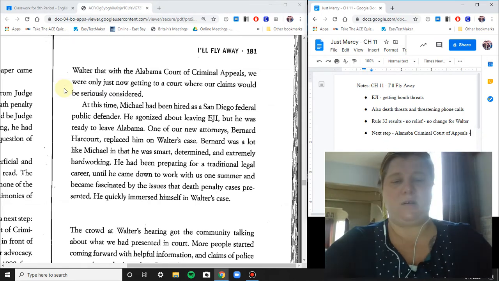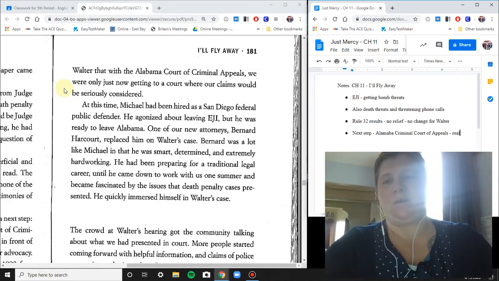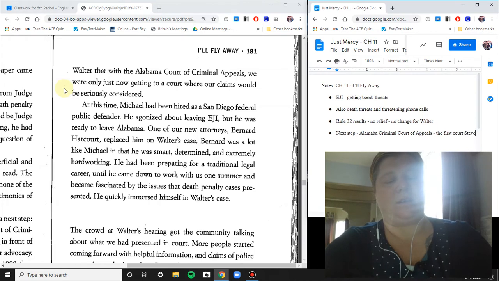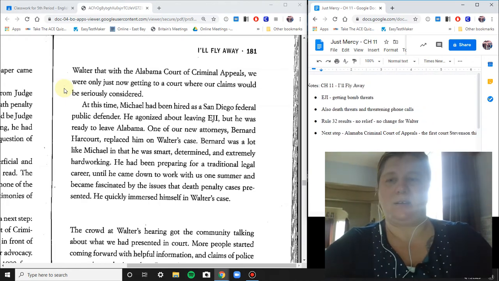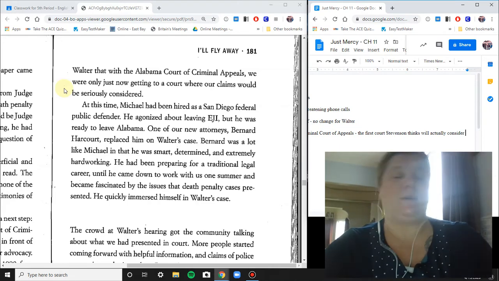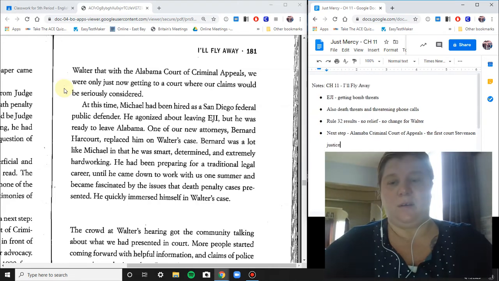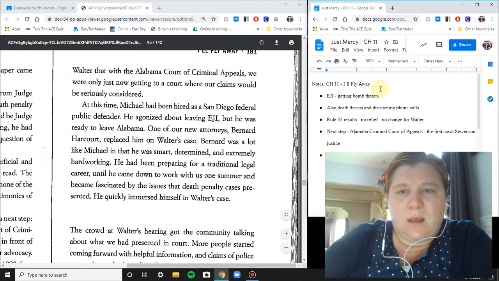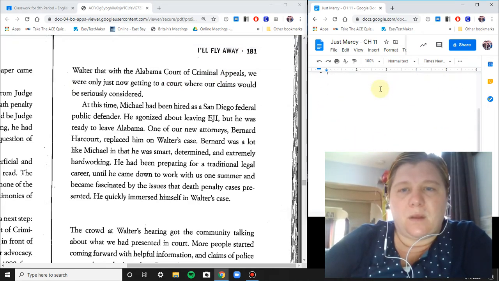I'm going to actually go back up. Really? No. What do I want to say? The first court Stevenson will actually consider. I'm just going to write justice, because what Walter doesn't have at the moment is justice. All right.